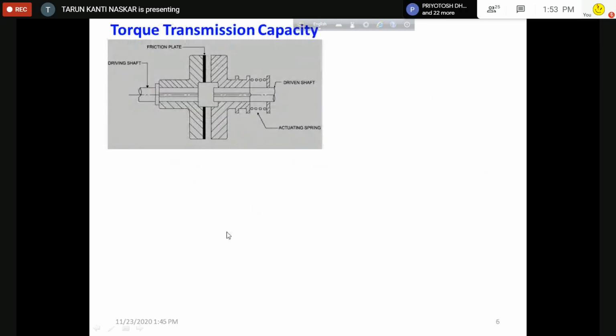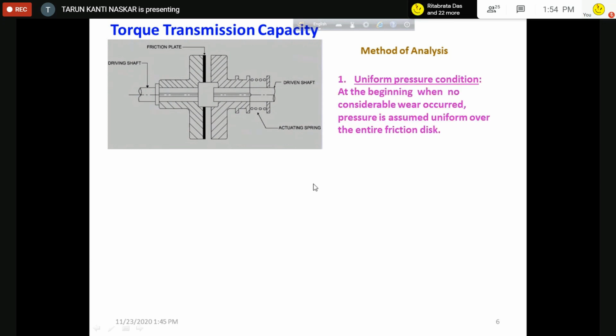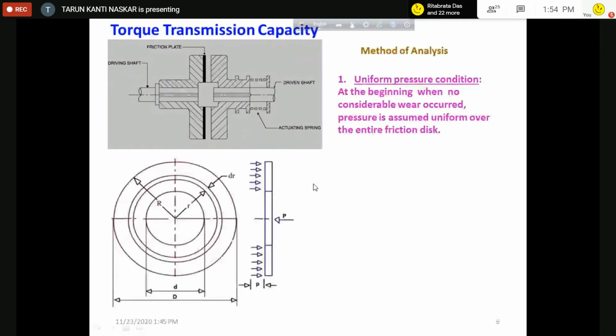Okay, so let us stop it here. The very important things are awaiting for you, that is the uniform pressure condition and uniform wear condition, which we mentioned earlier. Those two things will be discussed in the next class, that means tomorrow.